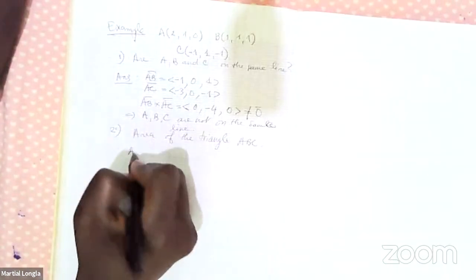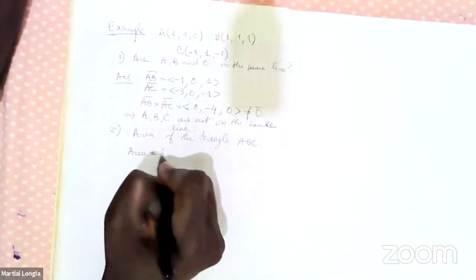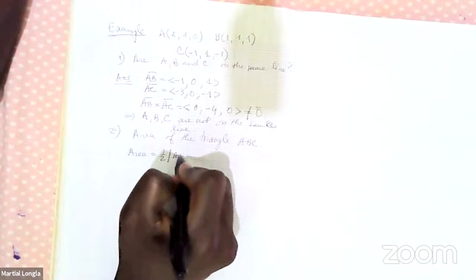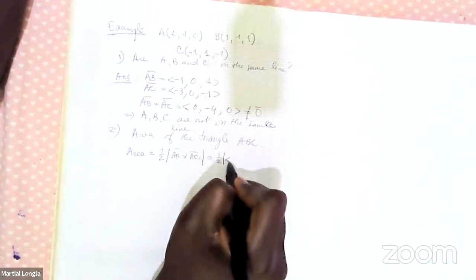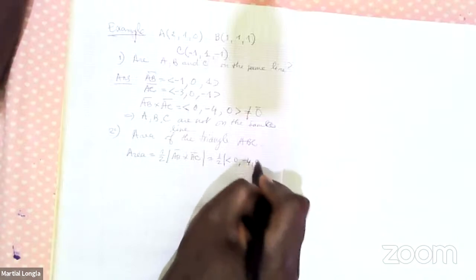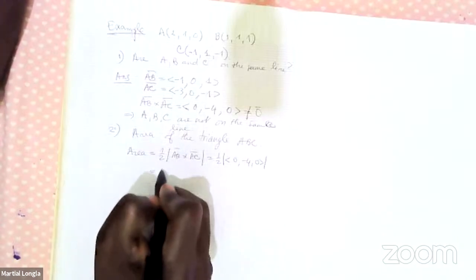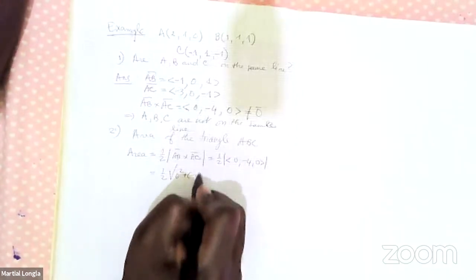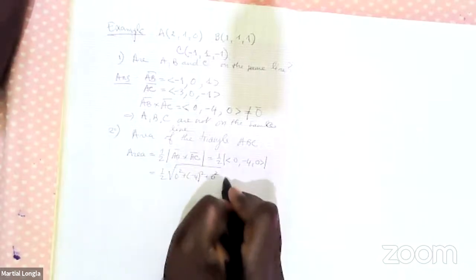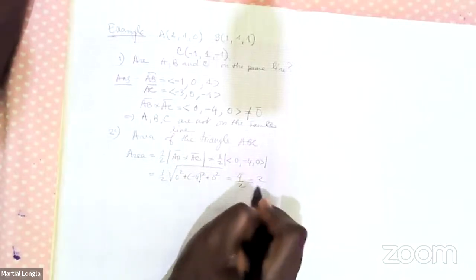Right? So the area, because it's a triangle, is 1/2 the magnitude of the cross product of AB and AC, which we just found: 0, -4, 0. So that's 1/2 square root of 0 squared plus -4 squared plus 0 squared, which is 4/2 equals 2. So the area of that triangle is 2.